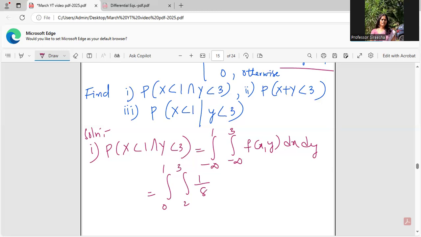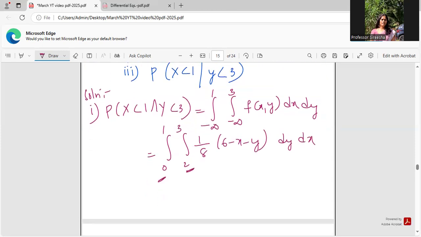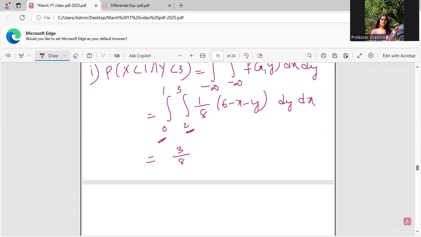So, 6 minus x minus y, dy dx. Actually it is dy dx because I know these are the limits for y and these are limits for x. Once you integrate it, you will be getting the answer. Basically, for a joint probability distribution, I should know how to write the notation. Once notation is there, your job would be done very easily.